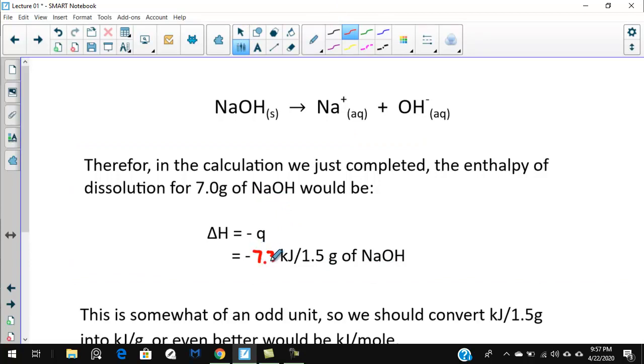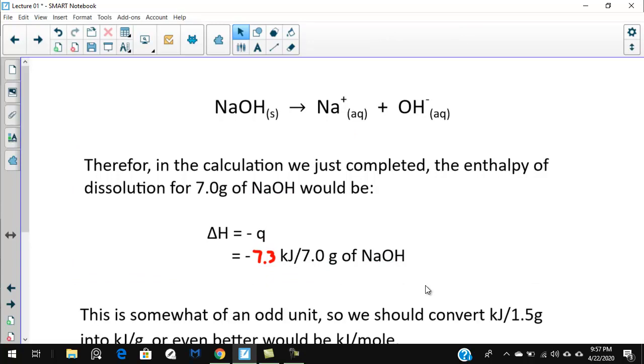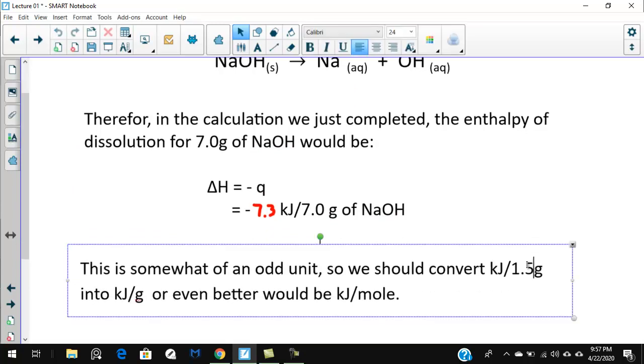7.3 kilojoules, and that was not for 1.5 grams, sorry. We ended up using 7 grams in our experiment. So for every 7 grams of NaOH, we can expect that chemical reaction to release, so the negative now means delta H is a negative, release or lose 7.3 kilojoules worth of energy. Okay? It's kind of an odd unit, so we wouldn't probably use the unit kilojoules per 7 grams.